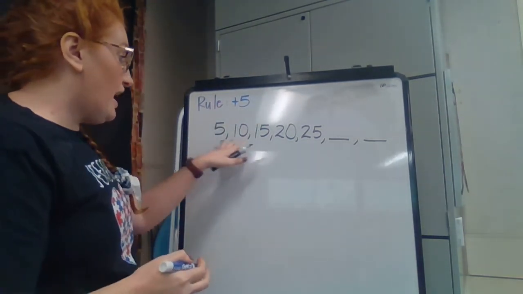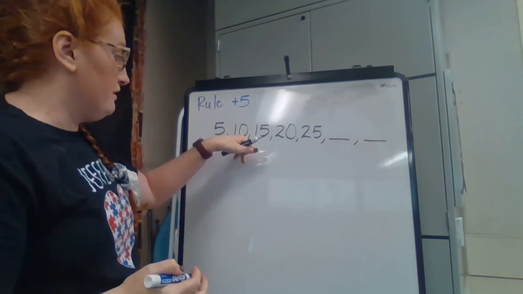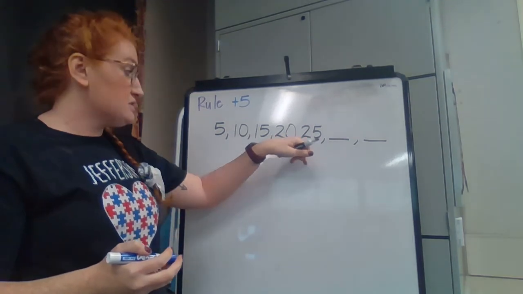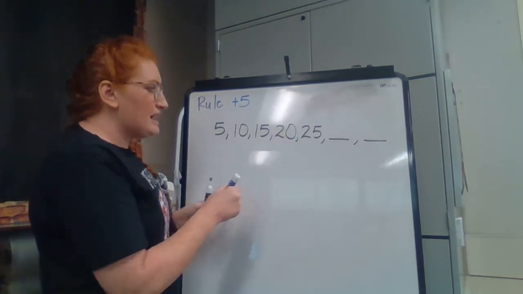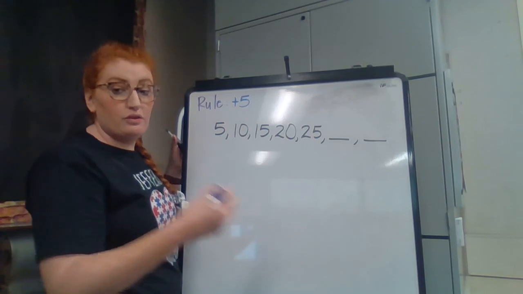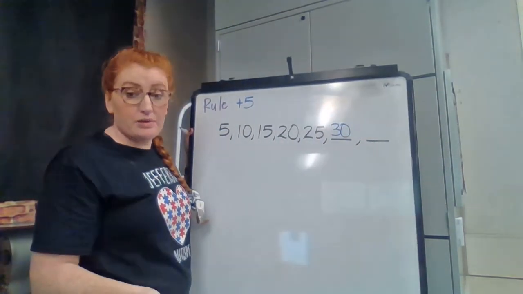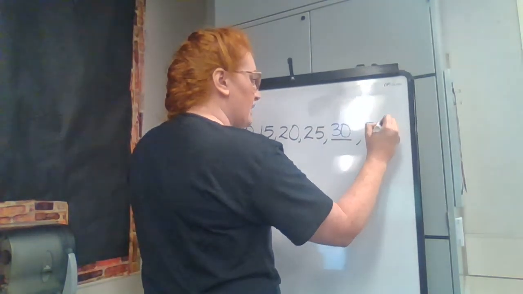So for adding 5 to each, 5 plus 5 is 10, 10 plus 5 is 15, 15 plus 5 is 20, and 20 plus 5 is 25. That means the next number is going to be 25 plus 5, which we know is 30, and then 30 plus 5, which we know is 35.